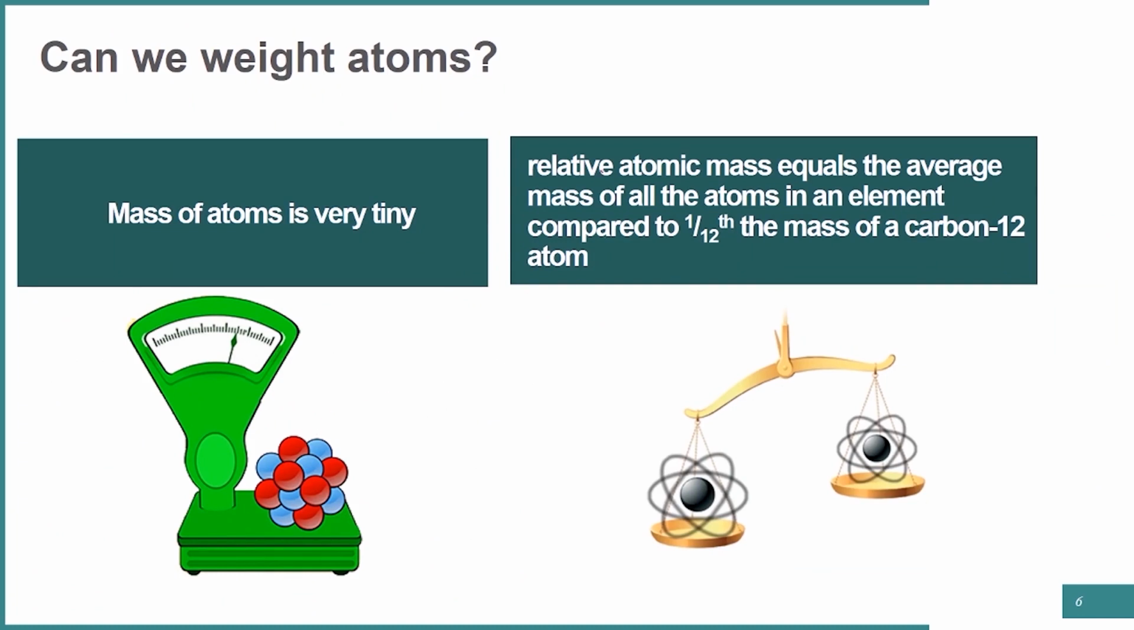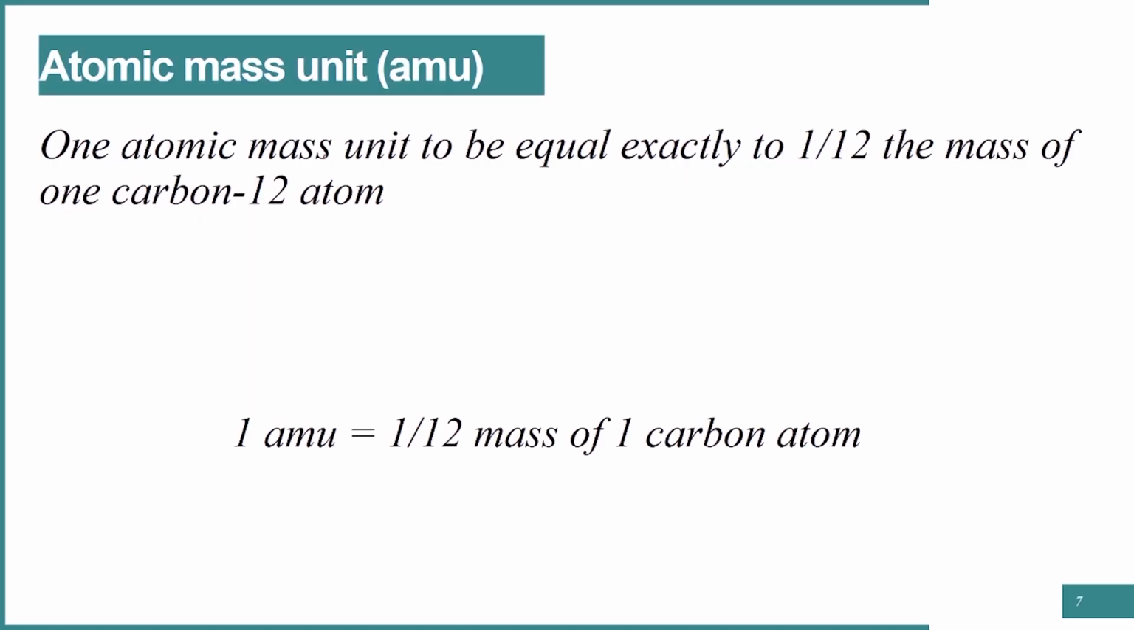Atoms are so tiny. To solve this problem, scientists set the mass of carbon-12 to be exactly equal to 12 units. And we compare the mass of any other atom of any other element to the mass of one carbon-12 atom. By that, the scientists were able to set one atomic mass unit to be exactly equal to 1/12th the mass of one carbon-12 atom. This means one atomic mass unit, AMU, is equal to 1/12th the mass of one carbon-12 atom.